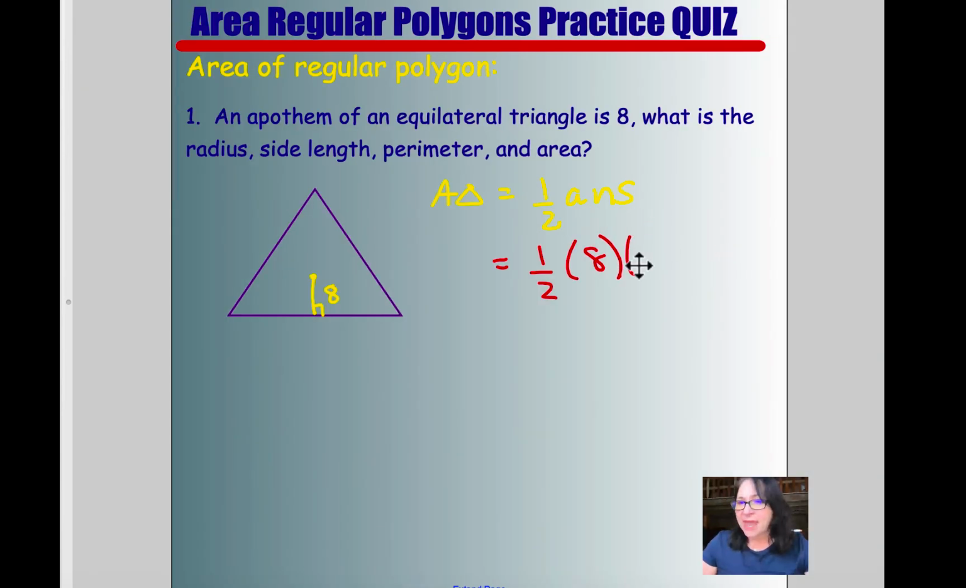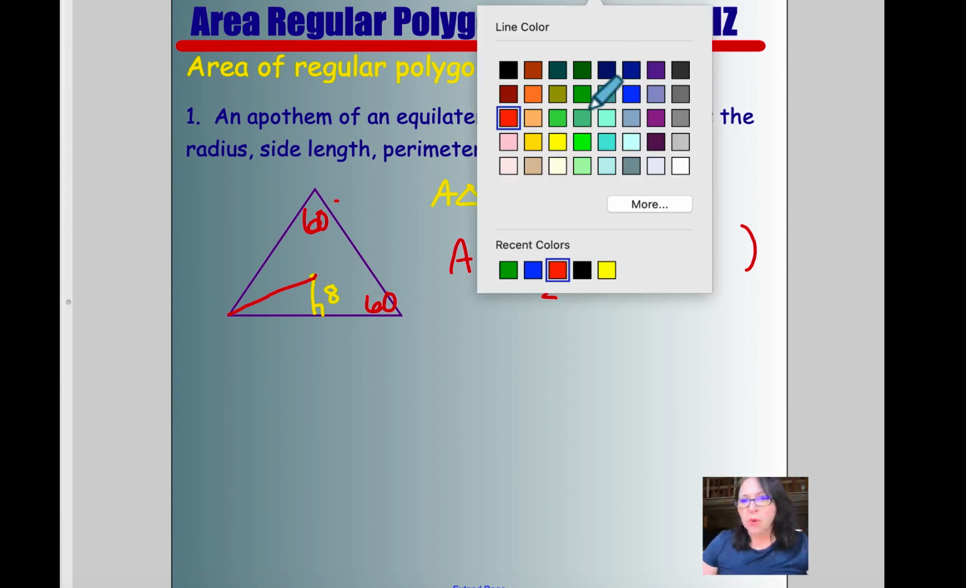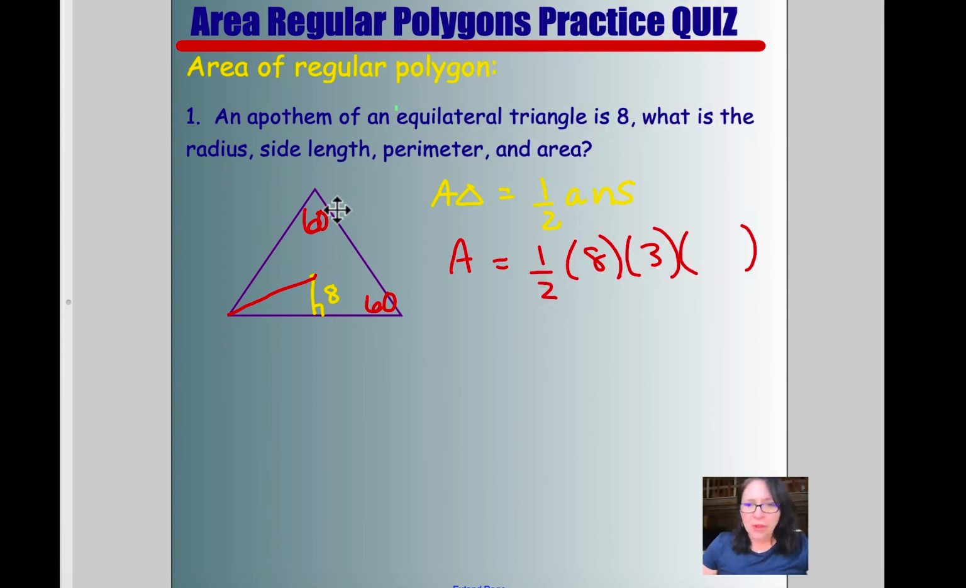That's 8. And I know that the number of sides in a triangle is 3. So what I need to find is the length of one of my sides. That's all. Because I know also that this angle here, which we know in an equilateral triangle, all the angles are 60. So what that means is that this angle inside here is now 30. Across from the 30 is your A value. Across from the 60, which is here, is A root 3. So that would be 8 root 3.